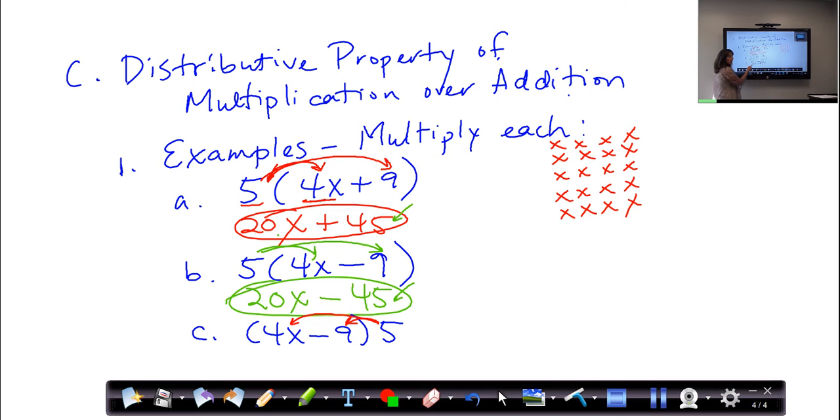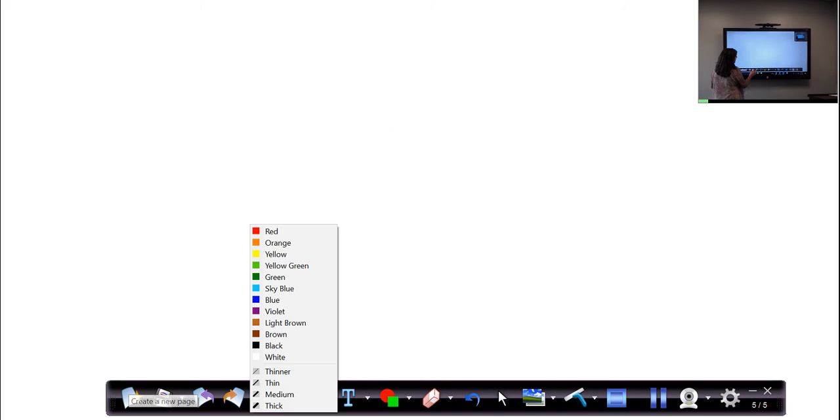So 5 sets of these 4 x's is still a 20x, and 5 times 9 is still a 45, and I still have a subtraction between them. And they're still not like terms because this 45 still does not have an x. So that's the best that one will get. So that's what your distributive property looks like. And all of these properties are very useful for being able to combine up like terms.